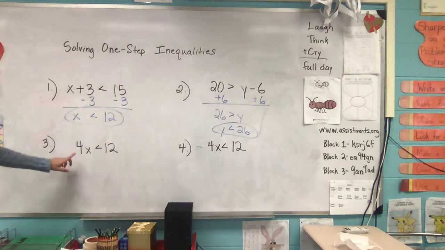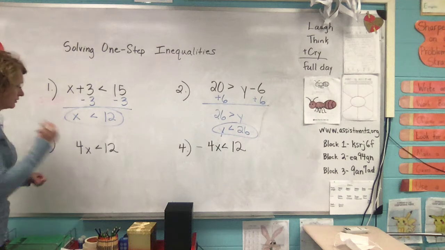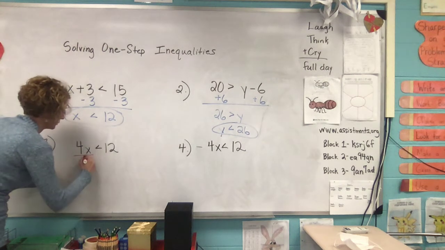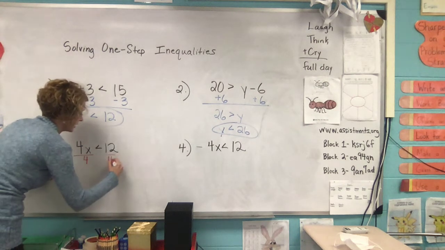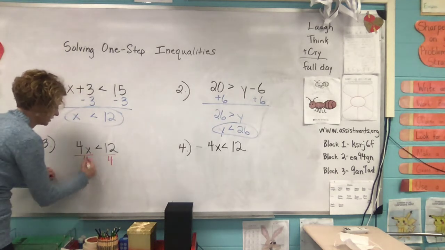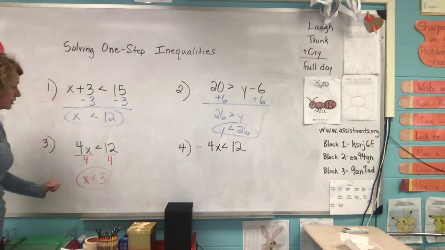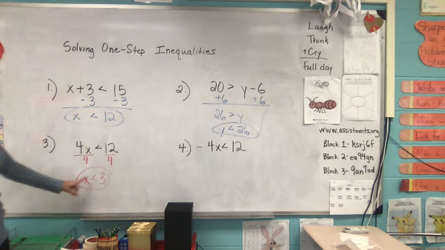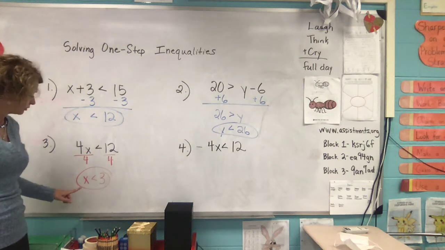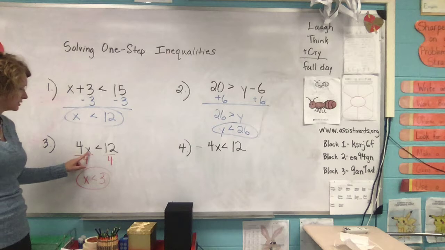The first one is 4 times x is less than 12. So I'm going to solve this by doing the inverse of multiplying by 4. So that means I'm going to divide by 4. And of course, 4 divided by 4 is 1x, and I write that as x. So that means I divide that out over there. 12 divided by 4 is 3. And my solution set of answers here are all the x values that are less than 3. And that means anything that I plug in less than 3 up here would work.